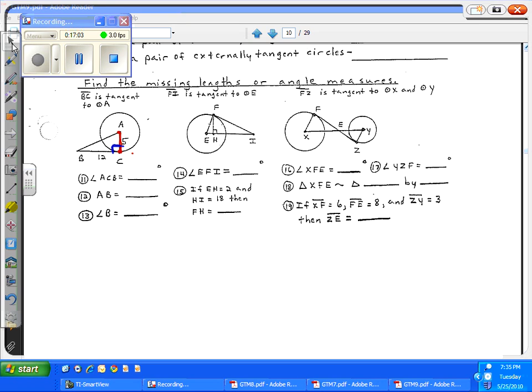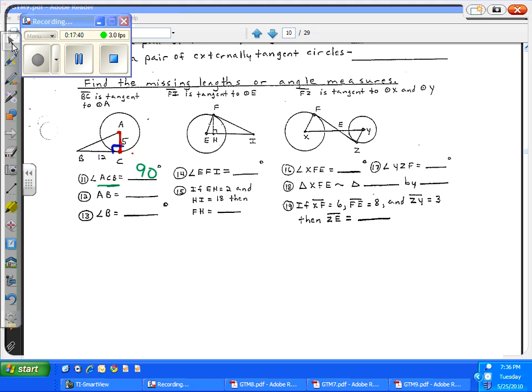So the radius drawn to the point of tangency is perpendicular to the tangent line. I say it backwards every other time. I'm sorry about that. But look what that creates for us. That creates for us a right triangle. In a right triangle, a squared plus b squared equals c squared. It says angle ACB. Angle ACB is that 90-degree angle. If we had to have a reason, we would say radius drawn to the tangent line is perpendicular to the tangent line at the point of tangency.